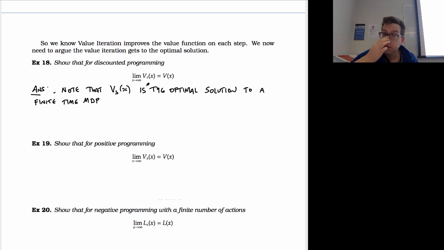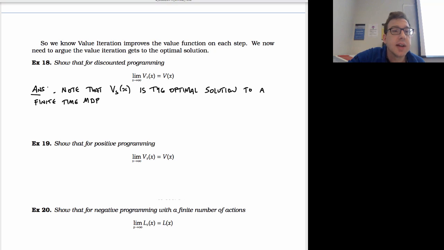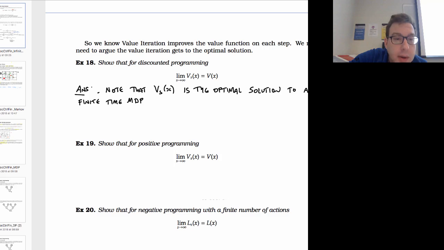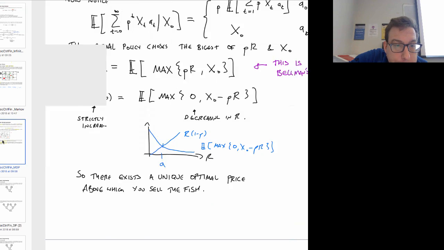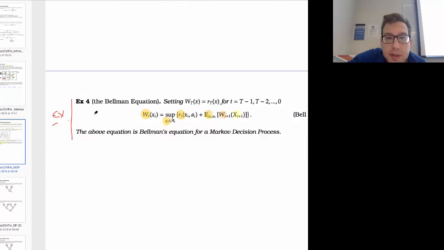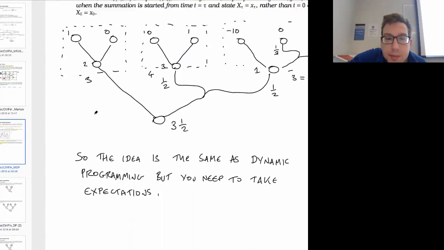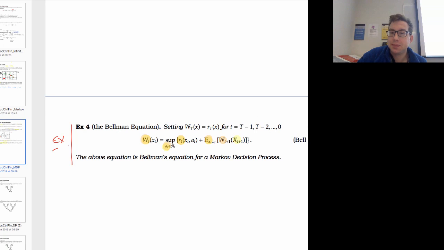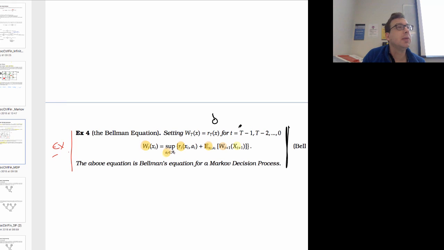So you should convince yourself that this is exactly the same as doing Bellman's equation for a finite time Markov decision process. Something that lasts s steps with the final reward value of 0 is exactly what we're doing for value iteration. So we're actually solving a Markov decision process but over s steps. You should convince yourself on MDP notes exercise 4 that we're doing exactly the same thing.